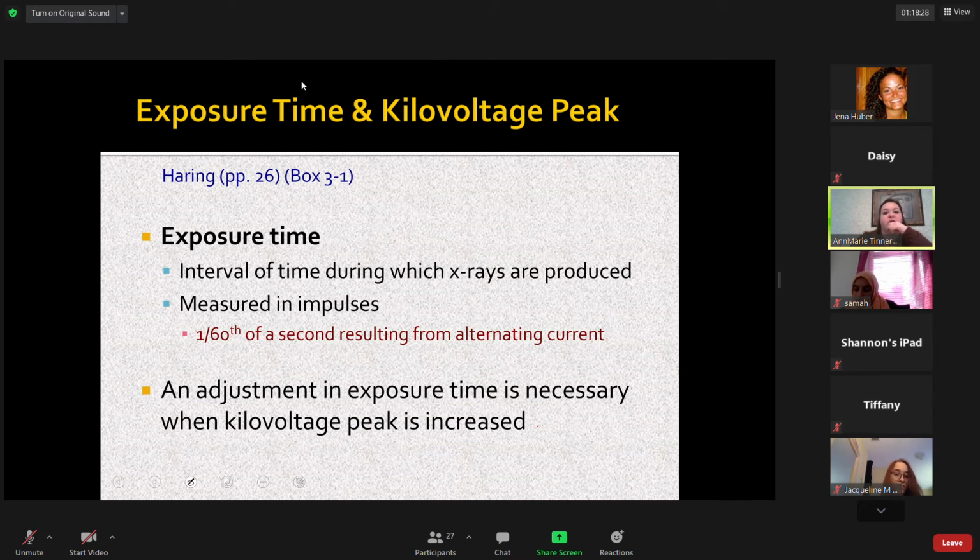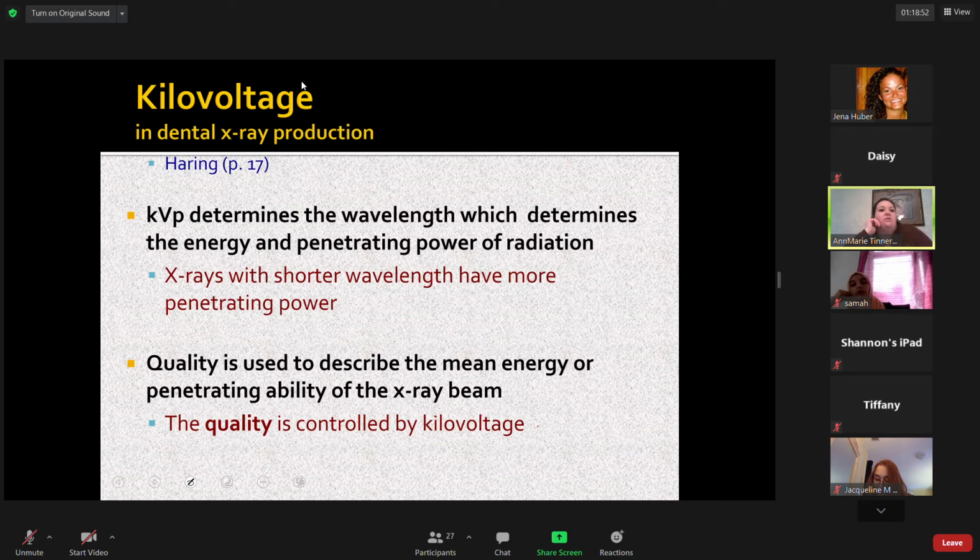Adjusting the exposure time is necessary when the kilovoltage peak is increased. If you're going to increase your kVp, you have to do something with that exposure time. Otherwise, you're going to end up with a very dark image. Again, we will talk about that more in a couple weeks, but you cannot just increase one thing and not adjust something else, okay?